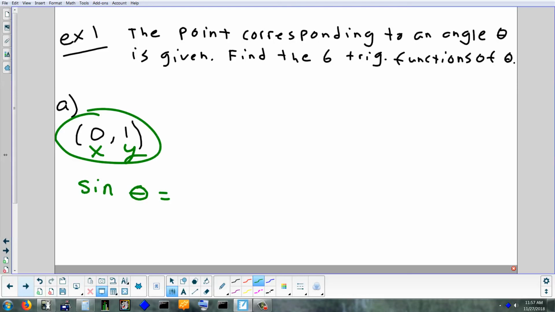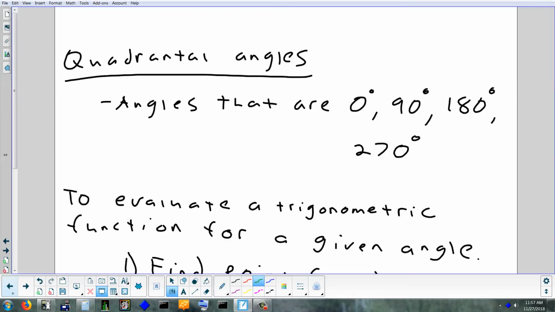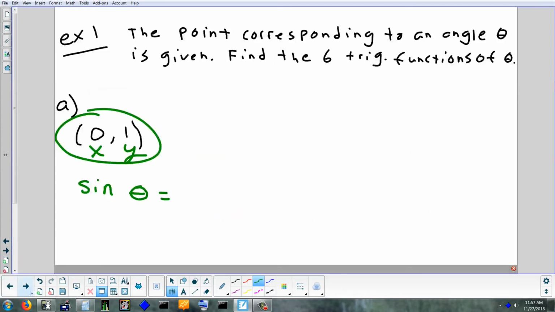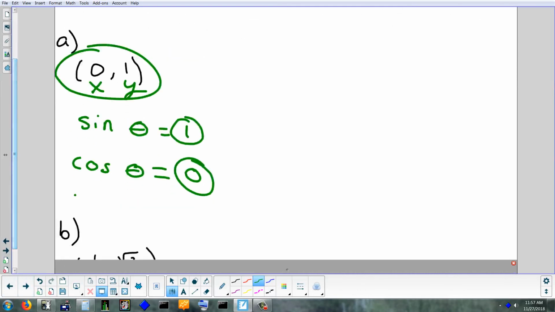Anyone think they could tell me the sine? So sine, if we go back, sine is the y value. Go back to my point. What's the y value? 1. So the sine of our mystery angle is 1. Okay. How about the cosine? Yeah. 0. So the cosine of whatever mystery angle that coordinate represents, cosine is 0. And the tangent.